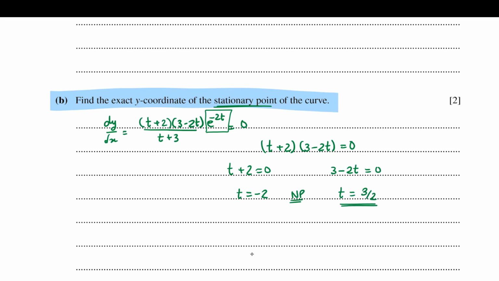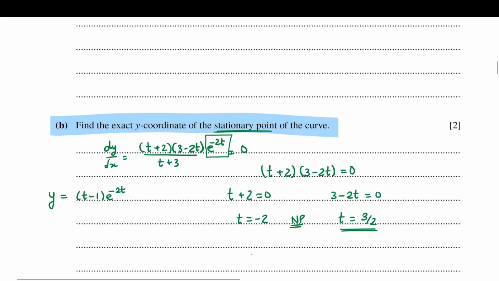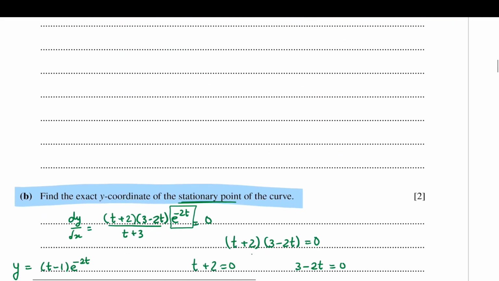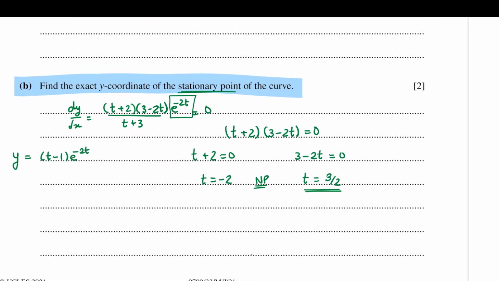So that's the accepted answer, and hence the y coordinate. y was, let's check, t minus 1 into e to the power minus 2t. Yes, it is the same. So the y coordinate of the stationary point at t equals 3 by 2 is going to be 3 by 2 minus 1 times e to the power minus 2 times 3 by 2. So it is 1 by 2 e to the power minus 3.